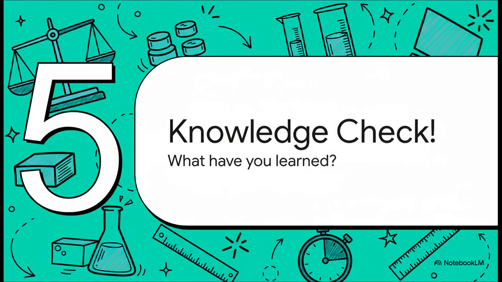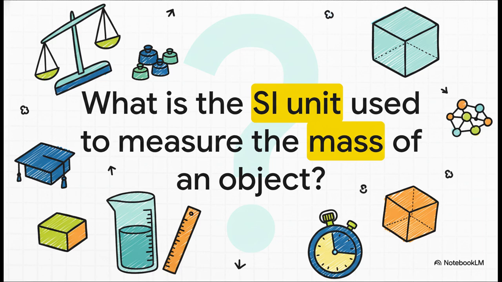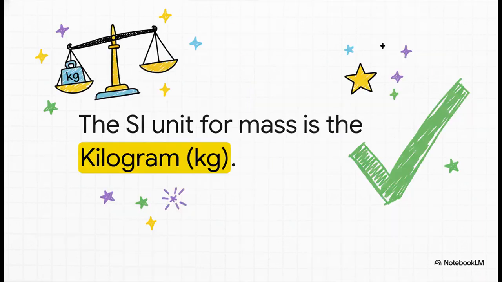Okay, you've been listening, you've been learning. Now it's time for a little knowledge check. Let's see what you've got. You ready? First question. Let's talk about mass. That's the amount of stuff in an object. What is the standard official SI unit we use to measure it? Yes, if you said kilogram or kg, you are absolutely right.